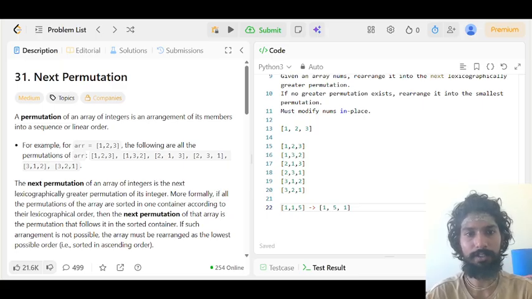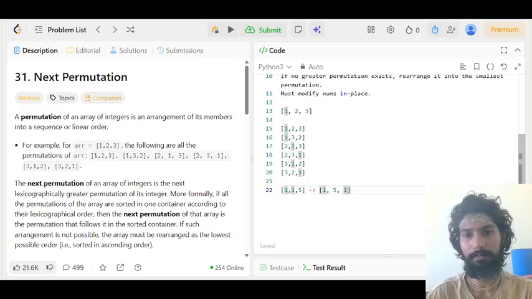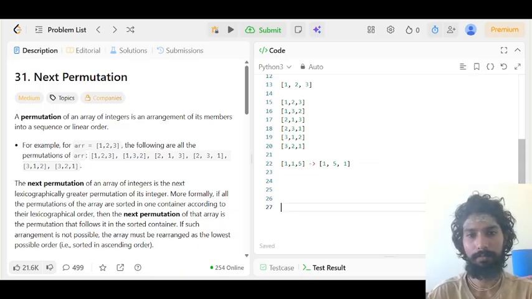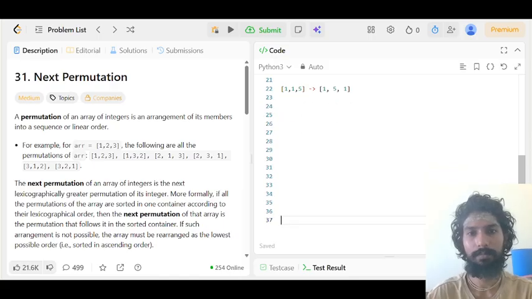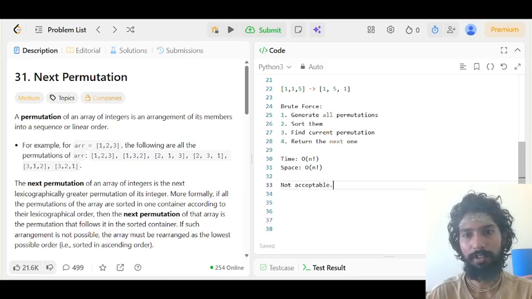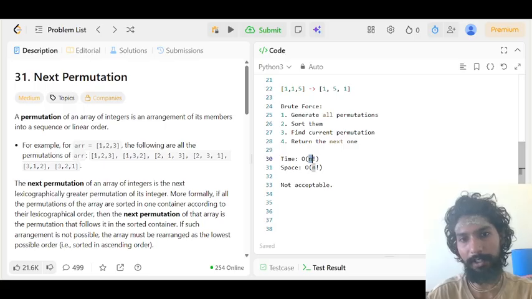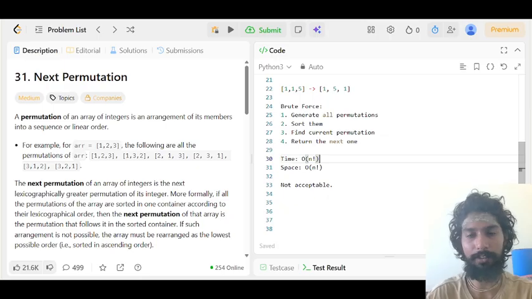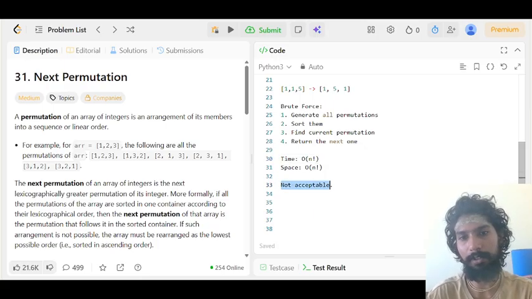So brute force is this. Generate all permutations, sort them, find the current one, and return the next one. But the time it takes is order of n factorial. If n is 100, then it becomes a huge number. And the space is again order of n factorial because we need to store all of them to sort them. So this is simply not acceptable.